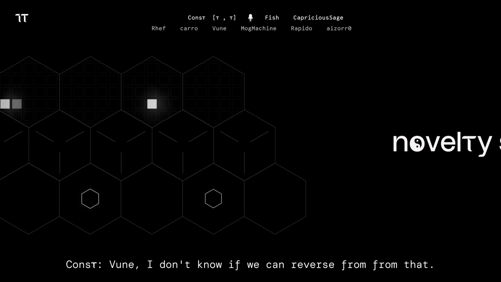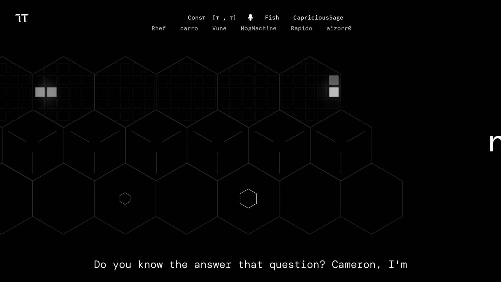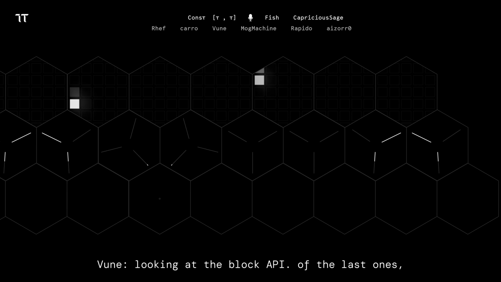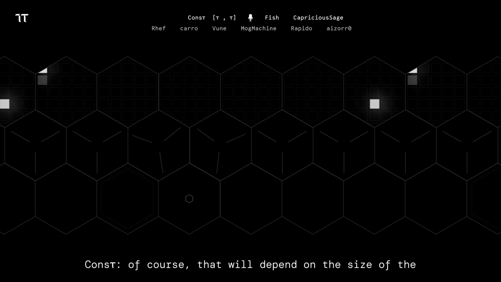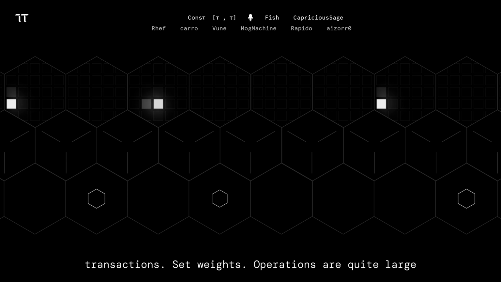Voon? I don't know if we can reverse from that. Do you know the answer to that question, Cameron? I'm looking at the block API. That's the last ones. Of course, that will depend on the size of the transactions.